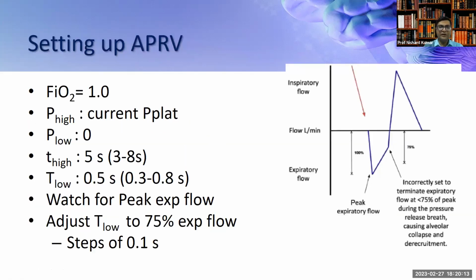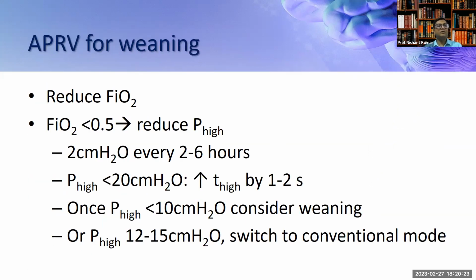So that is how you set it for controlled ventilation. These are the settings that you do for controlled ventilation. Now, APRV can also be used for weaning. So APRV for weaning, we reduce the FiO2. Once the FiO2 has been reduced to less than 0.5, we start reducing P high 2 centimeters of water every 2 to 6 hours.